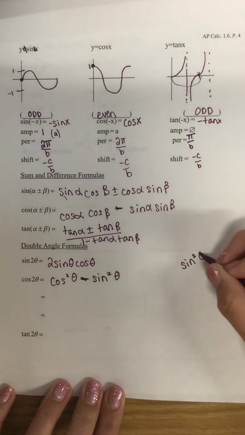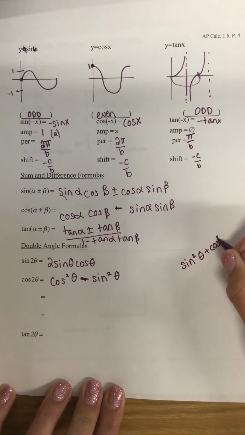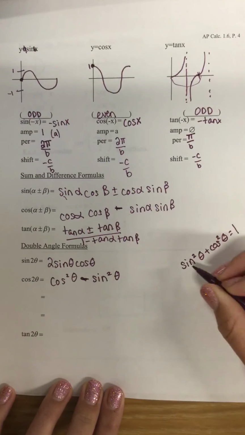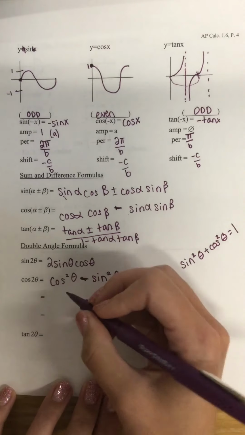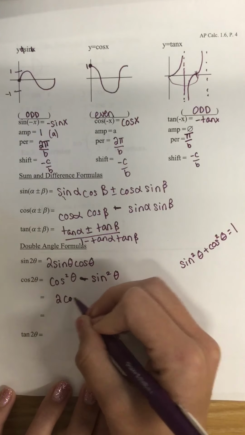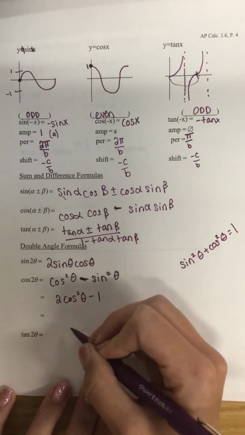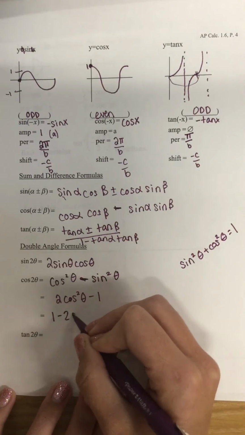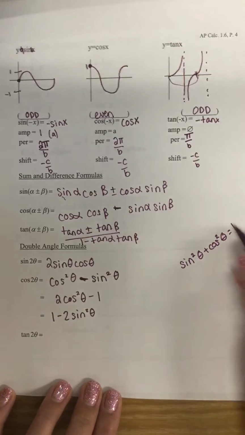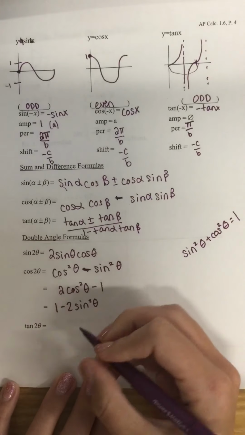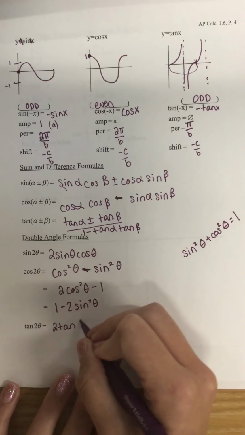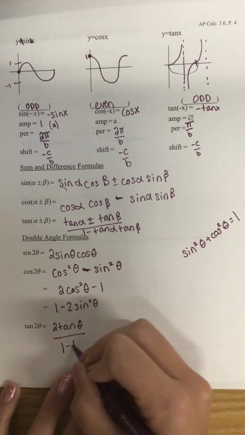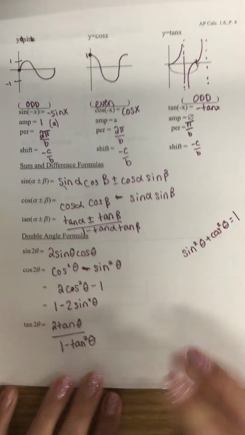to write off to the side, sine squared plus cosine squared equals 1. So sine squared is the same thing as 1 minus cosine squared theta. So this one would also equal 2 cosine squared theta minus 1, as well as 1 minus 2 sine squared theta, if you used this identity to plug in to rearrange the formula. Tangent of 2 theta is 2 tangent theta over 1 minus tangent squared theta.